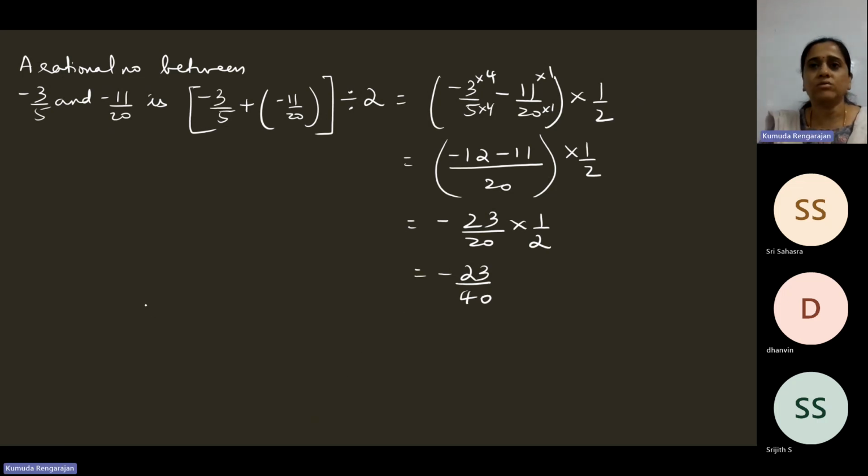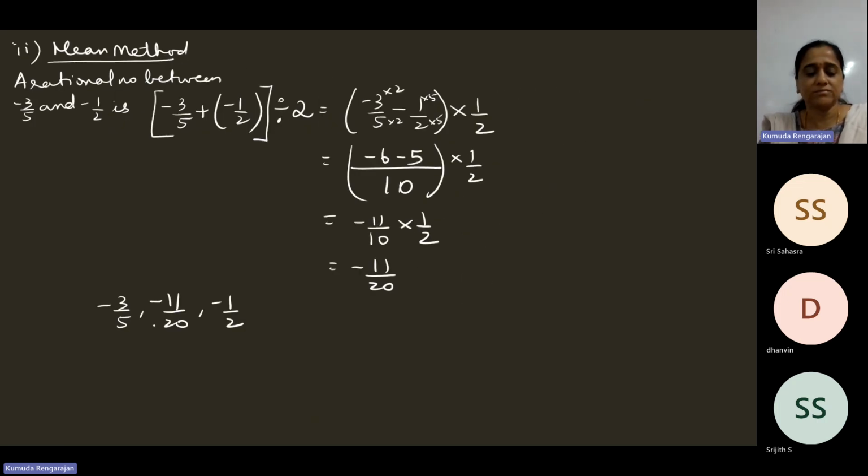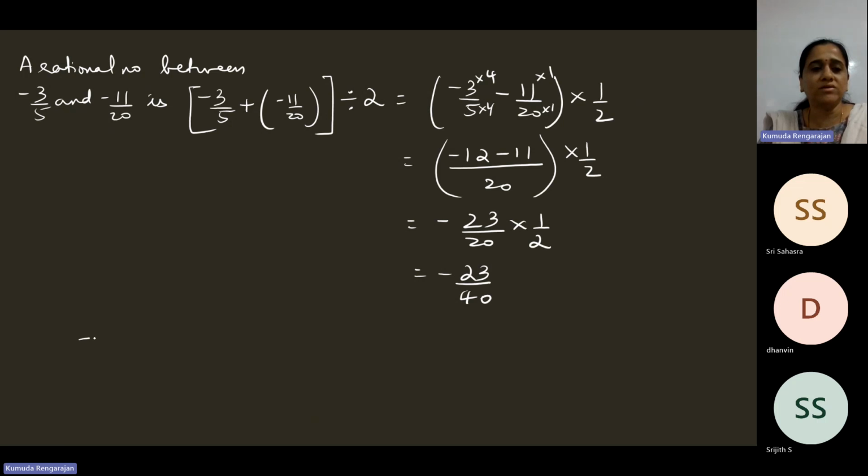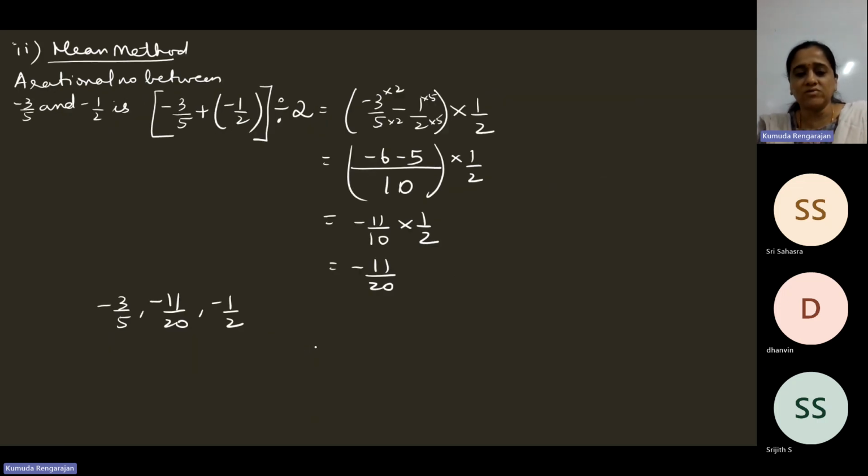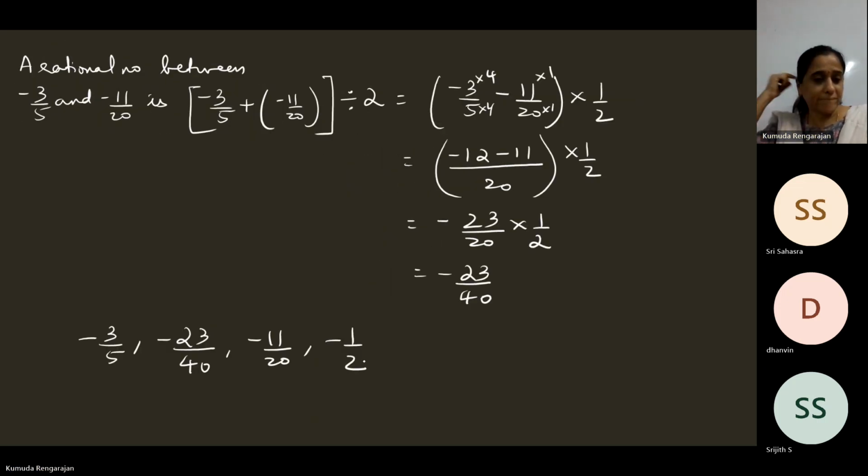Okay. Now, where is this? It's between minus 3 by 5 and minus 11 by 20. So what is it? Minus 3 by 5, minus 23 by 40, minus 11 by 20, and minus 1 by 2. Same signs, add and put the same sign.